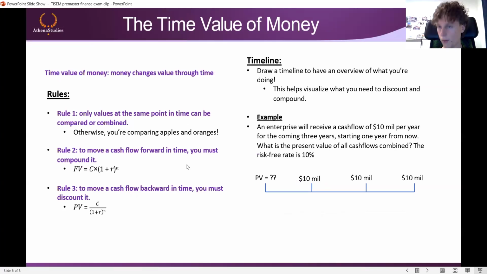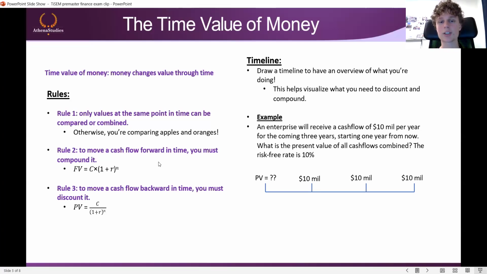Now that is what we call compounding, and that is how we move a cash flow from now into the future to get the future value. And of course, when we have money from now that we can move into the future, we also want a way to move values in the future to now. And we do that via discounting. Now, discounting is to move a cash flow backward in time.